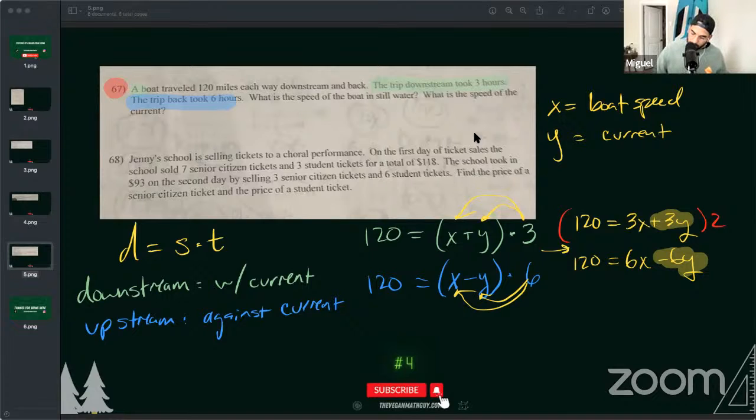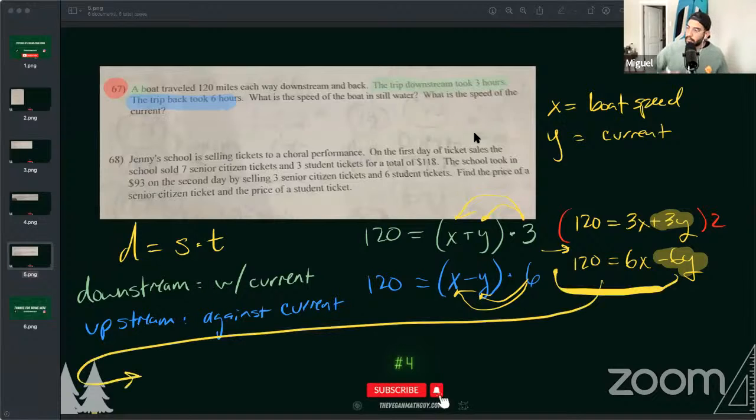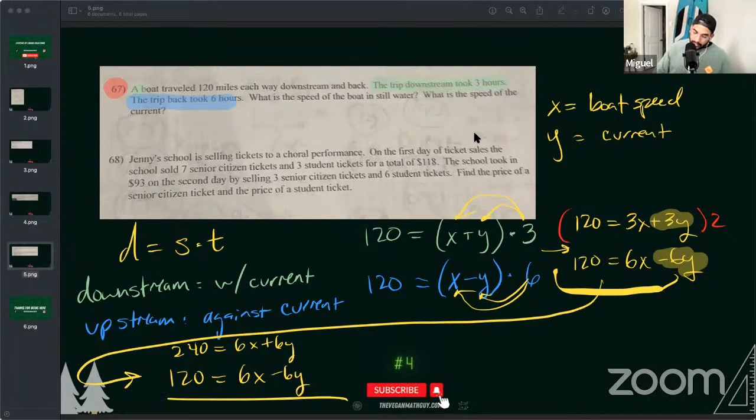Now, what is that going to give me? Let's go ahead and move this down here on the bottom so that we can have a good flow going. And that's going to give me 240 is equal to 6x plus 6y. And I have the second equation, which is 120 is equal to 6x minus 6y. And let's go ahead and combine that vertically. And that will give us 360 is equal to 12x, and then the y's cancel out.